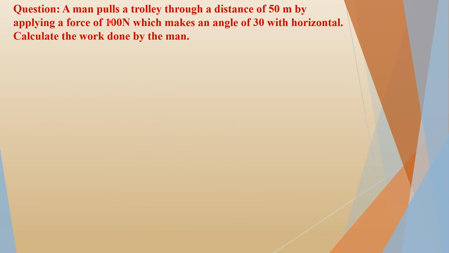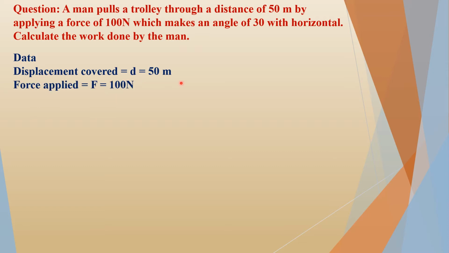Question: A man pulls a trolley through a distance of 50 meters by applying a force of 100 Newton, which makes an angle of 30 degrees with the horizontal. Calculate the work done by the man. Here displacement covered is equal to 50 meters, applied force is equal to 100 Newton, and angle is 30 degrees. We need to calculate work done.